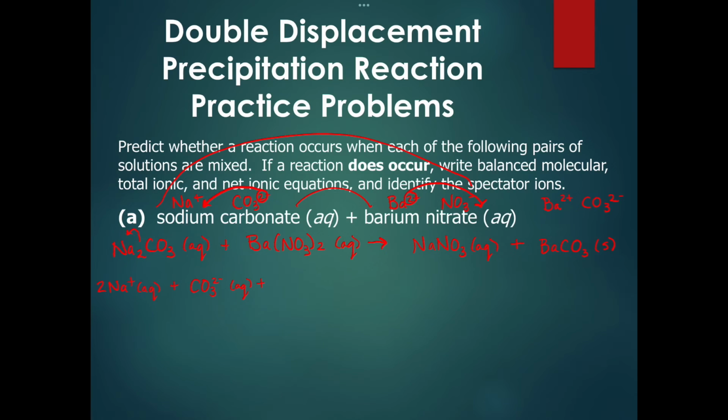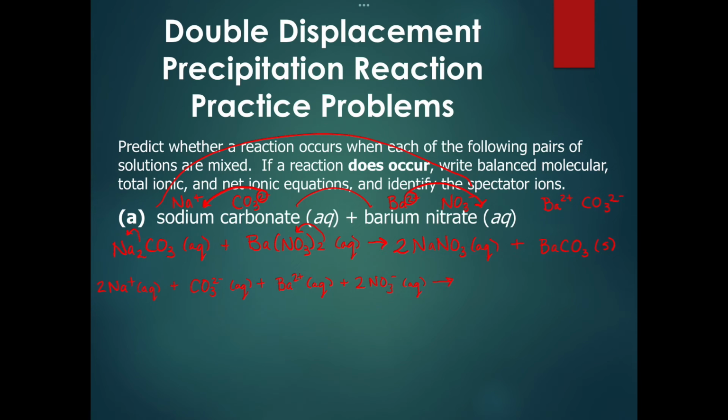Now we go on to, oh, my apologies. I just realized I didn't balance this equation. There we are. All right, sorry about that. Now we're going on to barium nitrate. So when we split that up, we'll get Ba2+, and we will get 2 nitrates. So 2 NO3-.